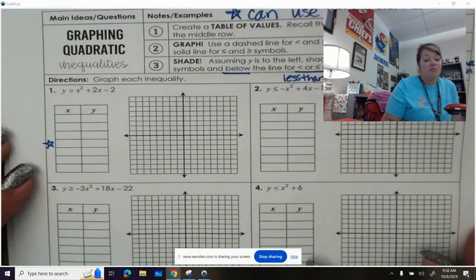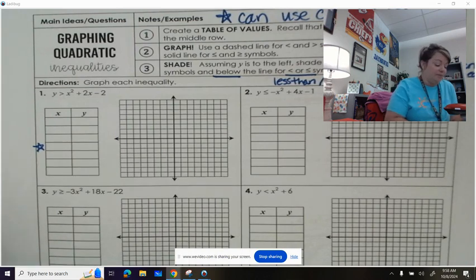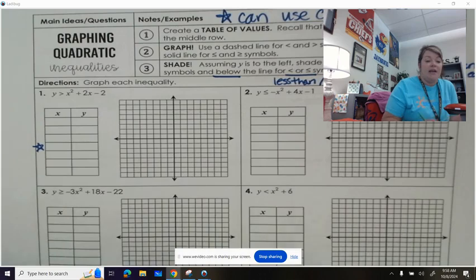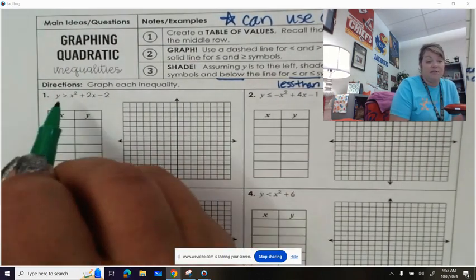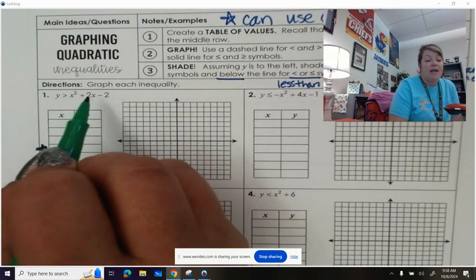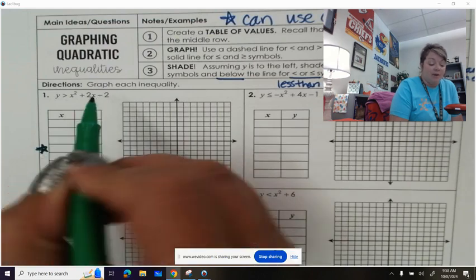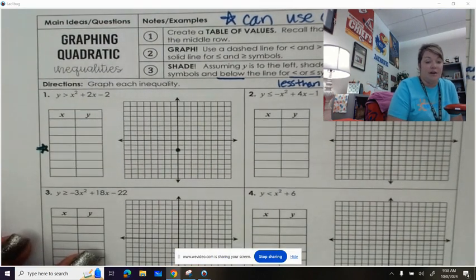y is greater than x squared plus 2x minus 2. So this is a parabola. We know it's going to graph a parabola, and this is in standard form. So I know a couple things already. I know this parabola is going to open up because the a value is positive 1. And I know my y-intercept. Remember, my y-intercept is at negative 2. So I already know that point is definitely going to be on my parabola.